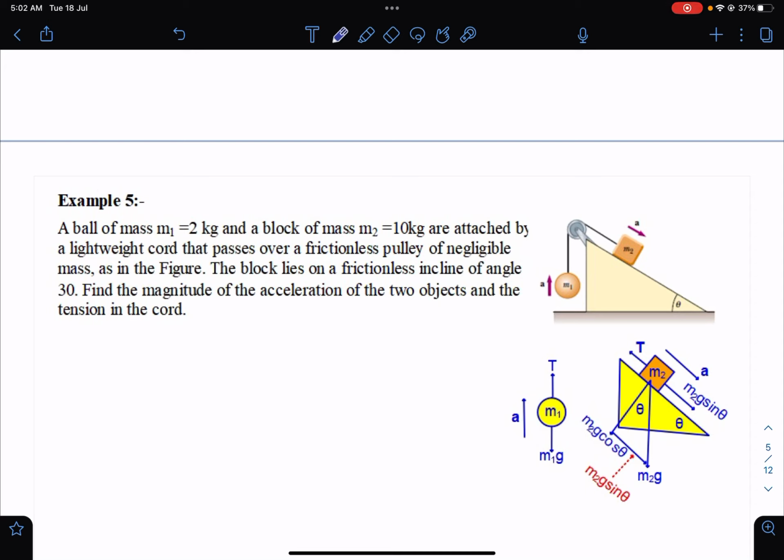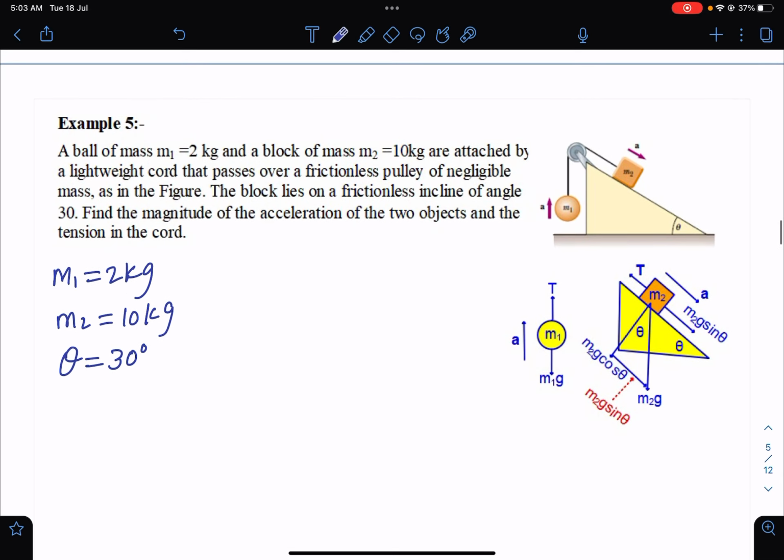Here it says a ball of mass M1, 2 kg, and a block of mass M2, 10 kg, are attached by a lightweight cord that passes over a frictionless pulley of negligible mass, as in the figure. The block lies on a frictionless incline of an angle 30 degrees. Theta is 30 degrees. Find the magnitude of the acceleration of the two objects and the tension in the cord.